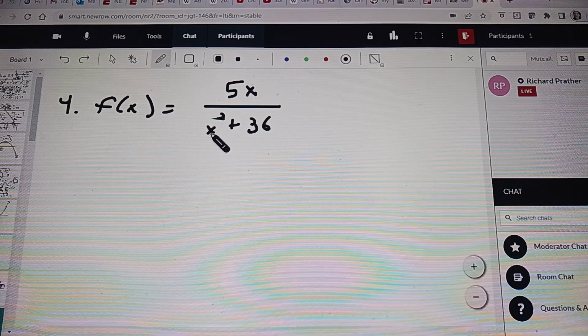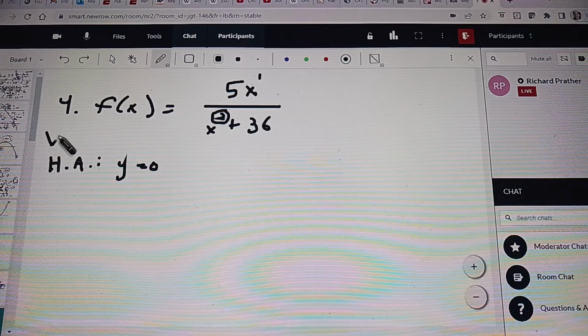The denominator would never equal 0 because anything squared is 0 or positive, and then if you add 36, the minimum of the denominator is 36. It's 36 and up. The denominator is always positive. It's never equal to 0, so we don't have any vertical asymptotes. And then in the horizontal asymptote, if the denominator has a bigger degree, then there's a horizontal asymptote automatically of y equals 0. So there is no vertical asymptote, but there is a y equals 0 horizontal asymptote.